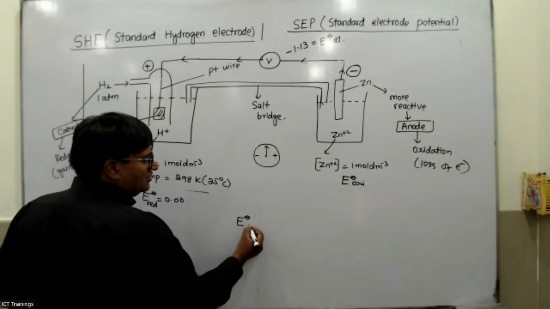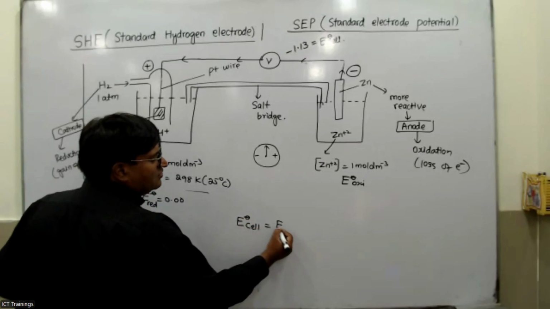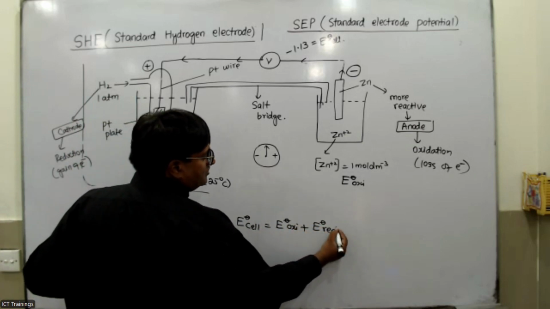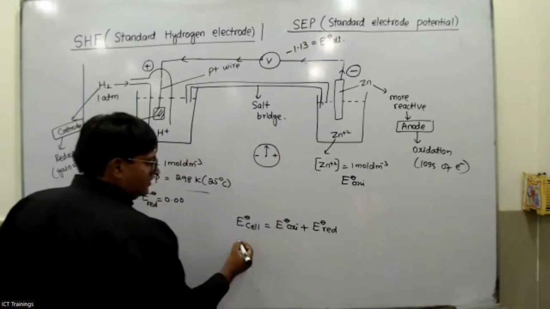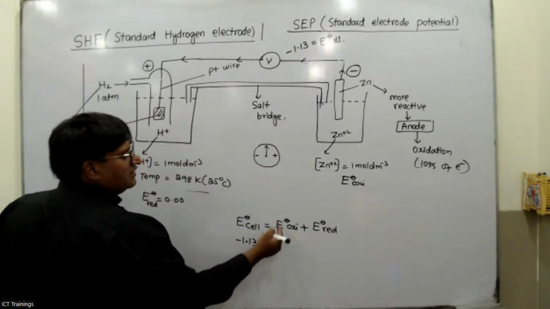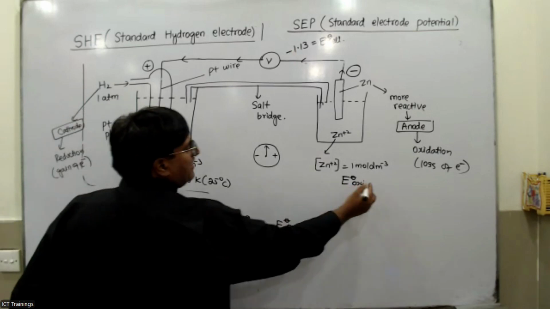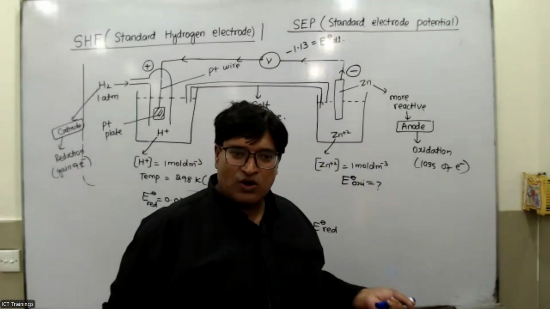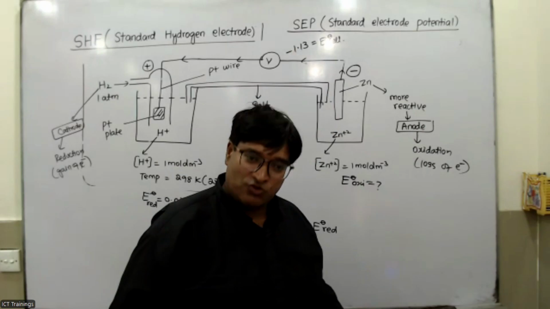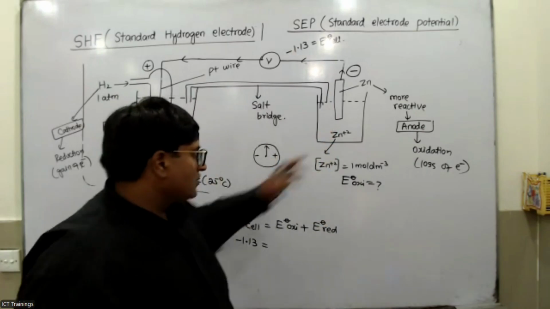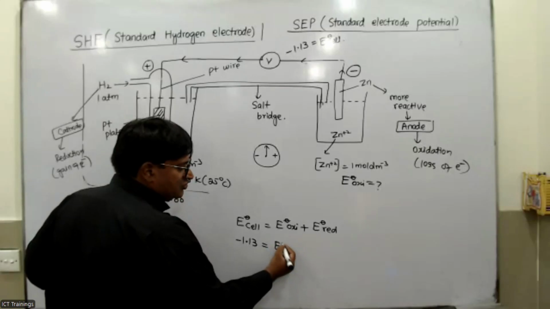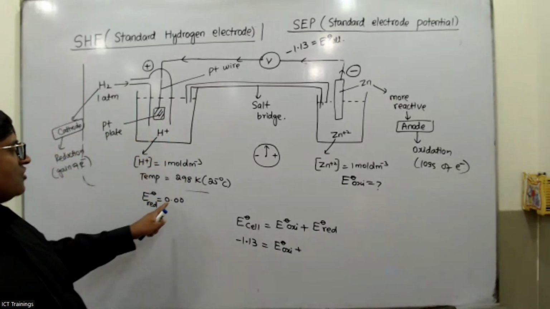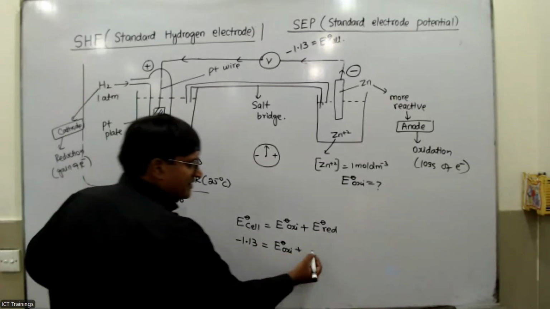We should write the equation: E naught of cell equals E naught of oxidation plus E naught of reduction. So the E naught of cell reading is negative 1.13. We have to find the E naught of oxidation, because we have to find the value of E naught of zinc and zinc 2 plus ion, and note it down in the data booklet for the first time. The E naught of reduction, the hydrogen, always has the value 0. So this is 0, my dear.